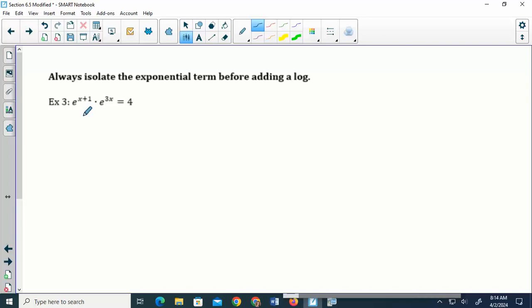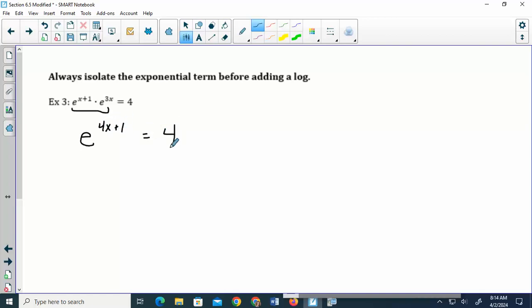If I look at this one, it's a little bit different because I have two bases on the left-hand side. How could I simplify first? What would I need to do? You could add the exponents together. Okay. And since I have a common base. Yeah. If you put those together, that means you add the exponents, so that's e to the 4x plus 1.